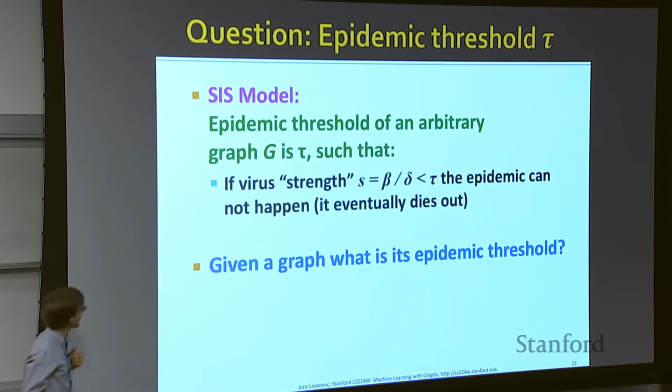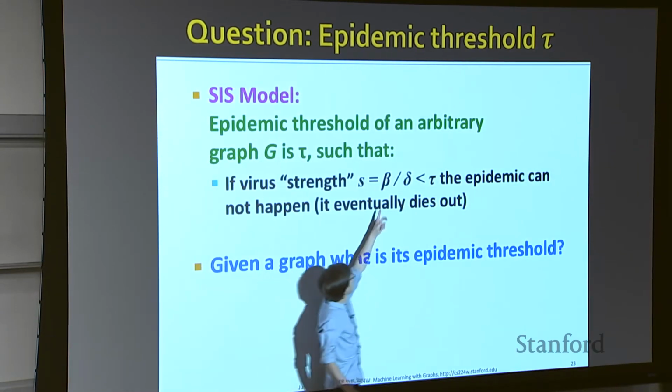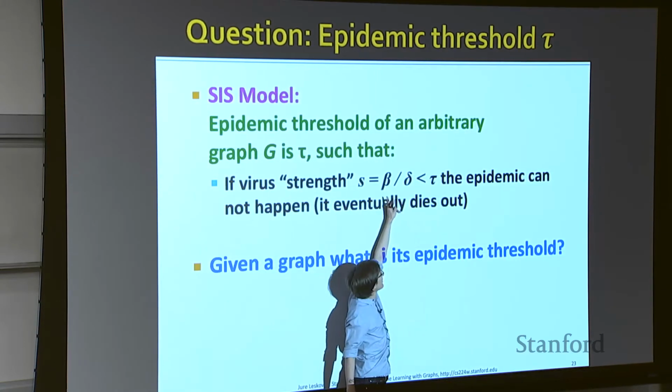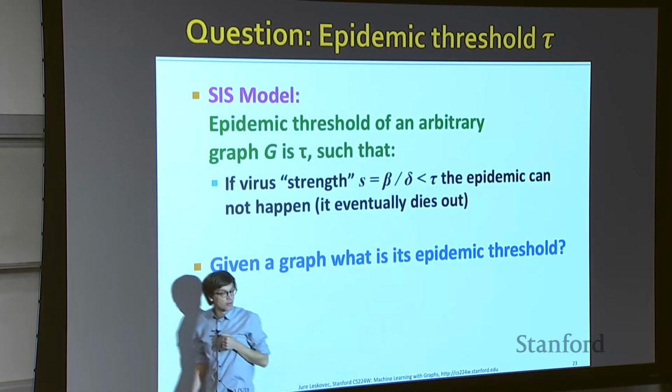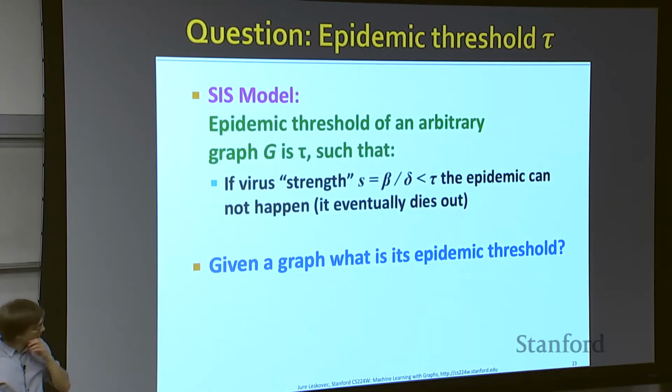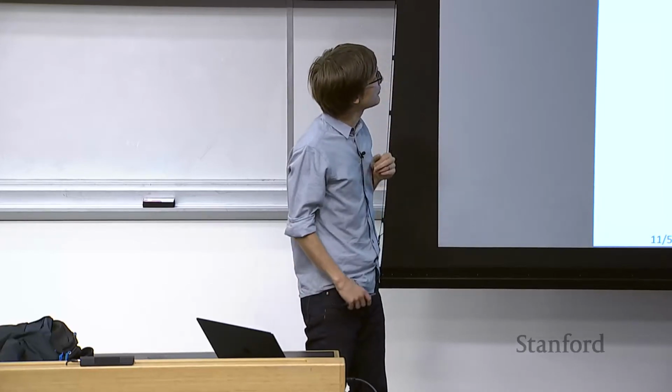This goes to your question. You're asking me about the network. Right now I'm saying I have beta, I have delta, I have the graph. What should beta over delta be? What should this epidemic threshold be for the epidemic to die out? So what is tau? That's the question. I won't go through the derivation. I'll just give you the result.